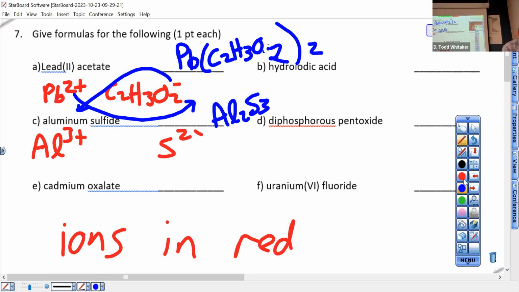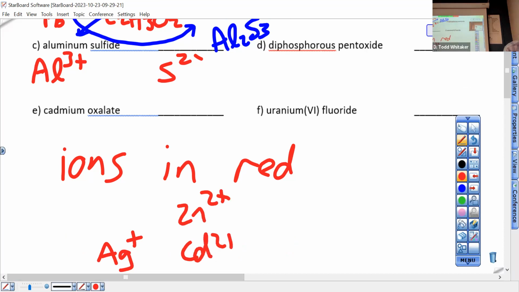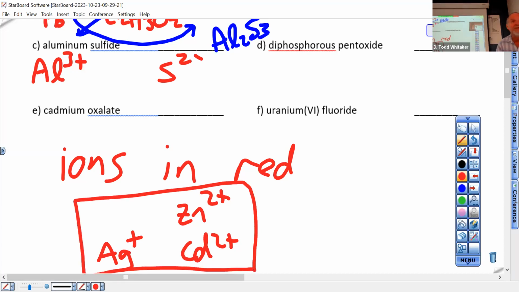Cadmium. Now, ladies and gentlemen, there are 3 transition metals that don't have Roman numerals because they don't transition. You got to know them. I'll review them here. They're on your review sheet. Silver's 1. Cadmium's another one. Zinc is another one. And no, copper transitions, so don't do that. These are the 3 transition metals that don't transition.